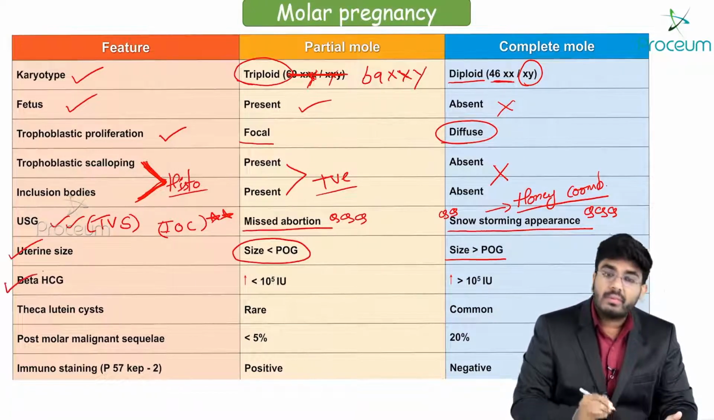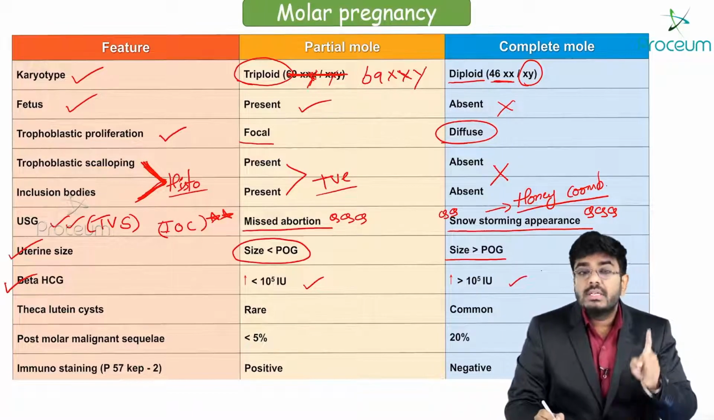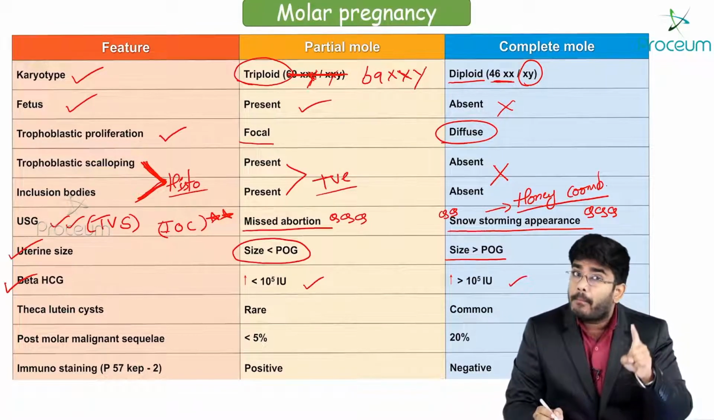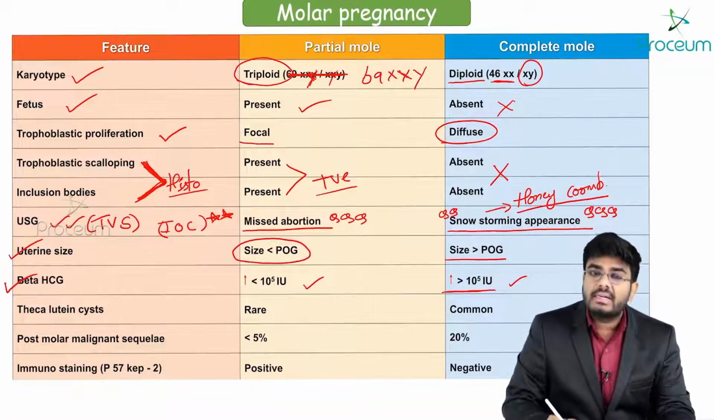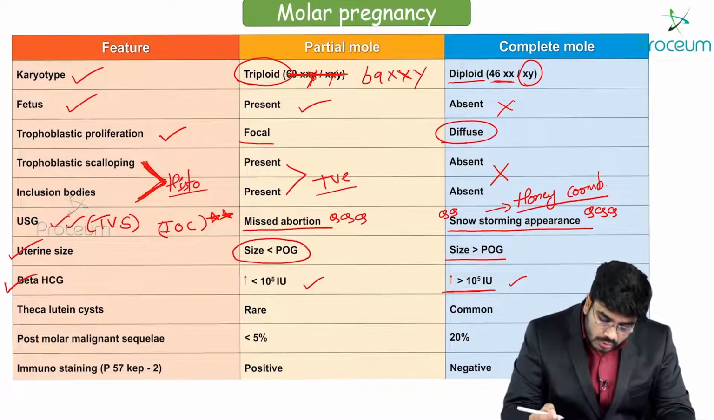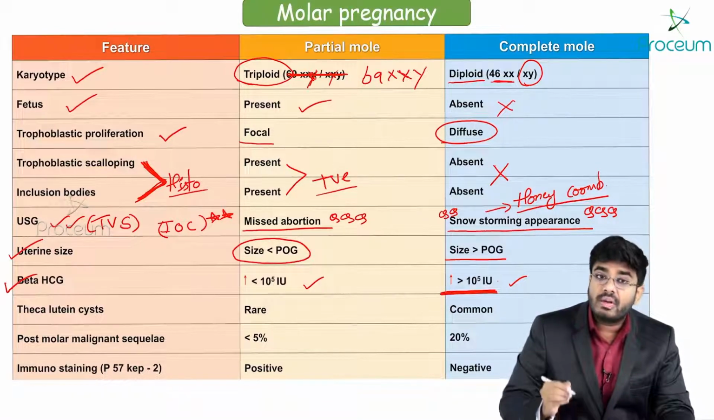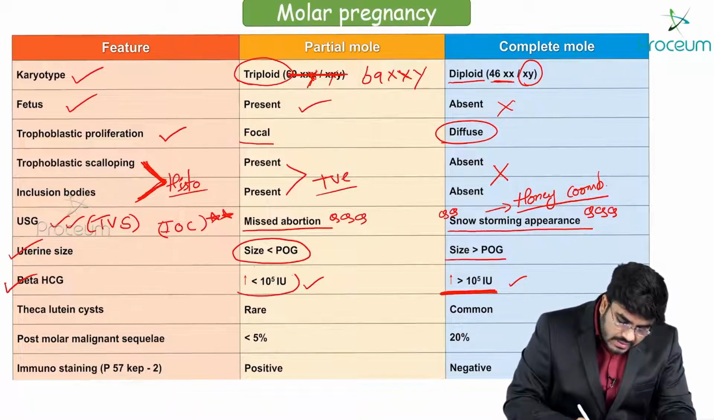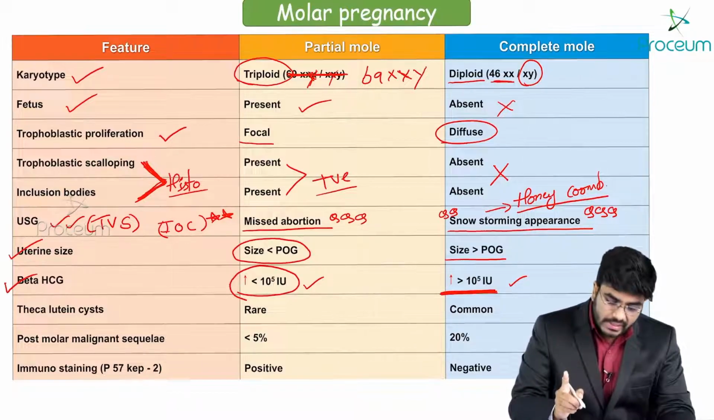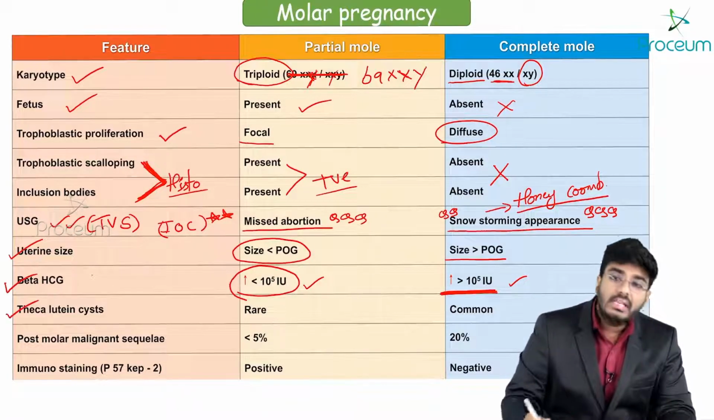Beta HCG level in both the conditions, partial mole as well as the complete mole, beta HCG levels are elevated. But in complete mole, there is a marked rise in beta HCG levels, more than 10 to the power of 5 international units. Okay, more than 10 to the power of 5 or more than 1 lakh international units is seen with the complete mole. Here also beta HCG levels are elevated, but not greater than 10 to the power of 5 international units.